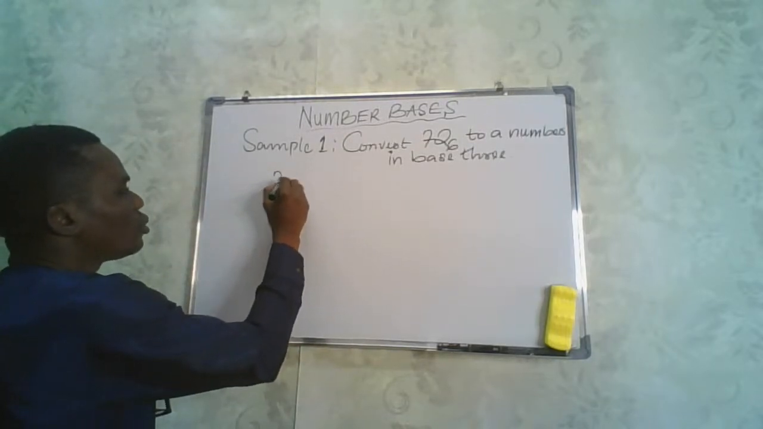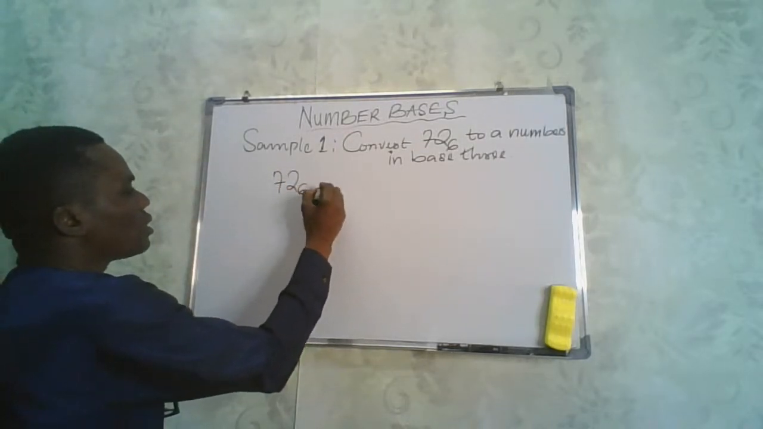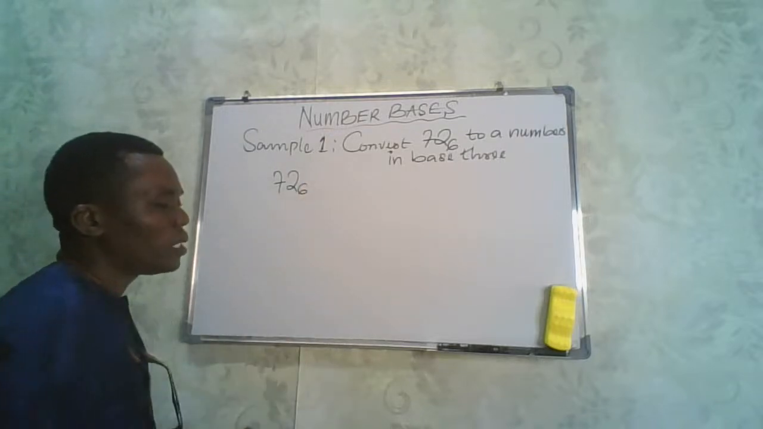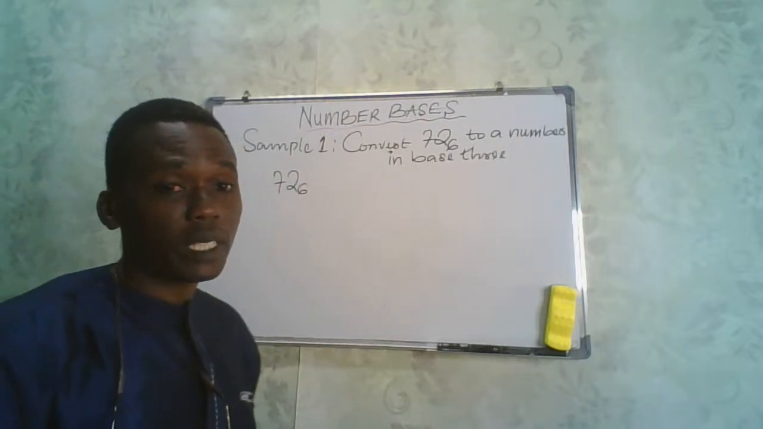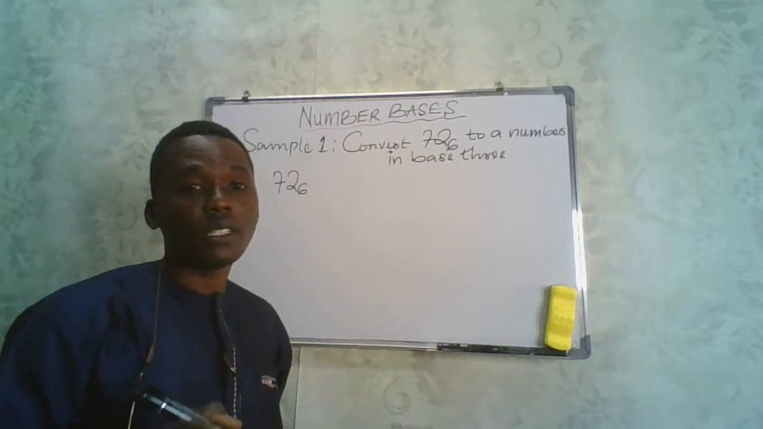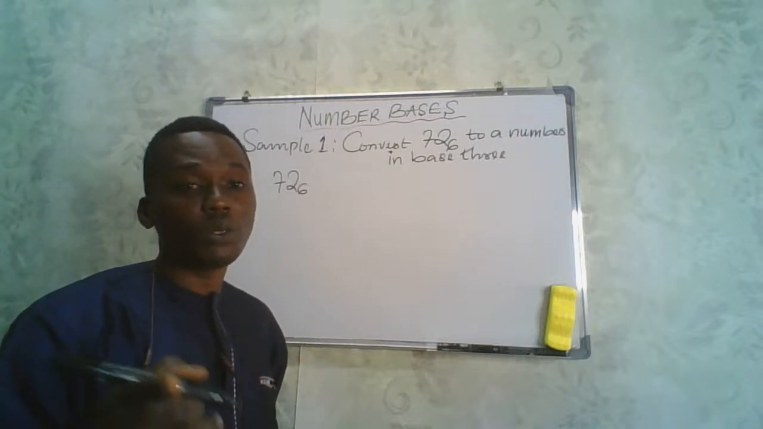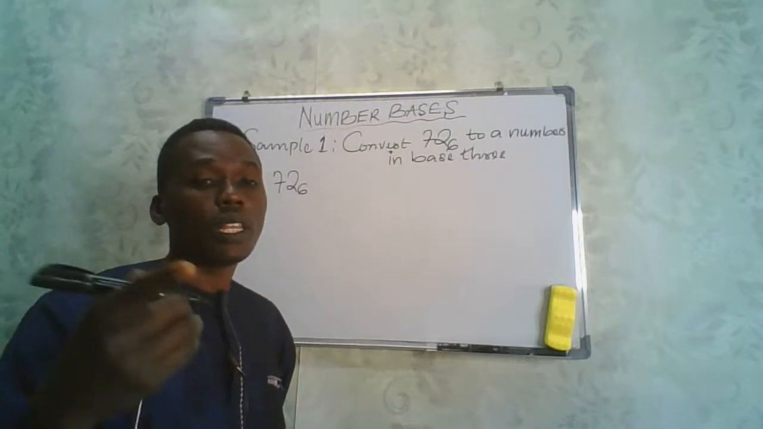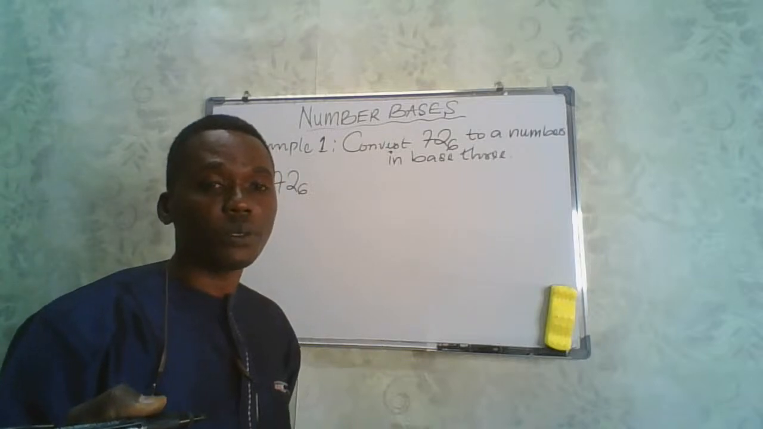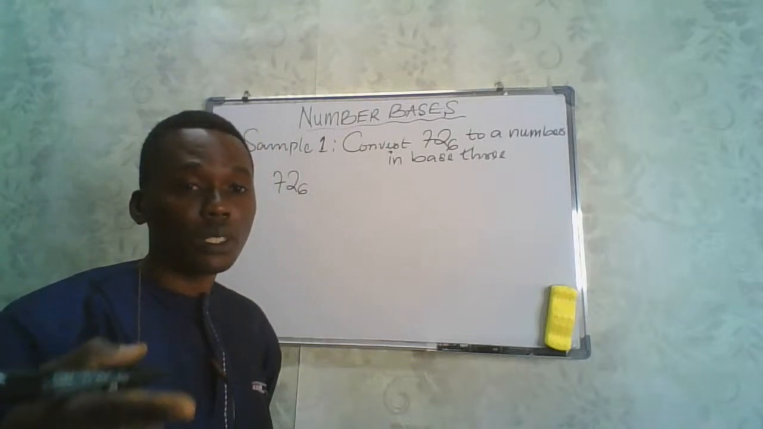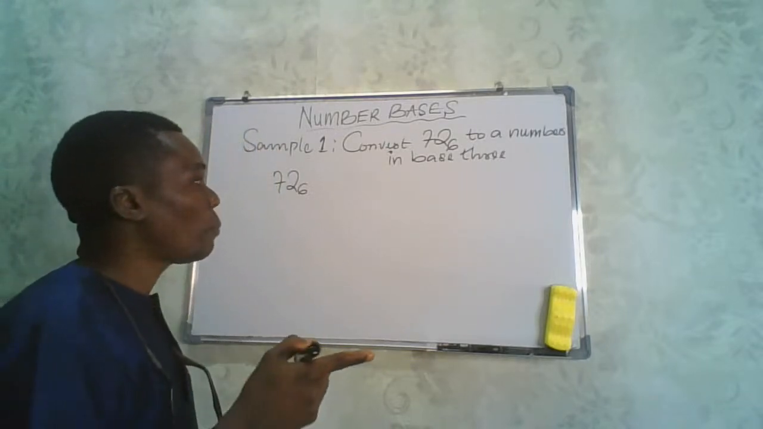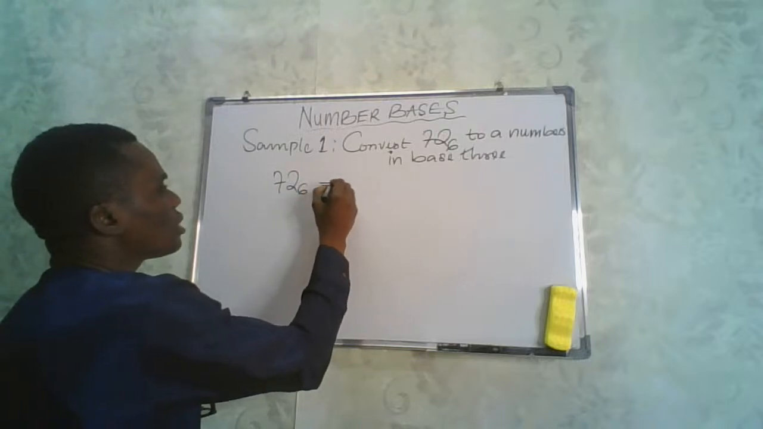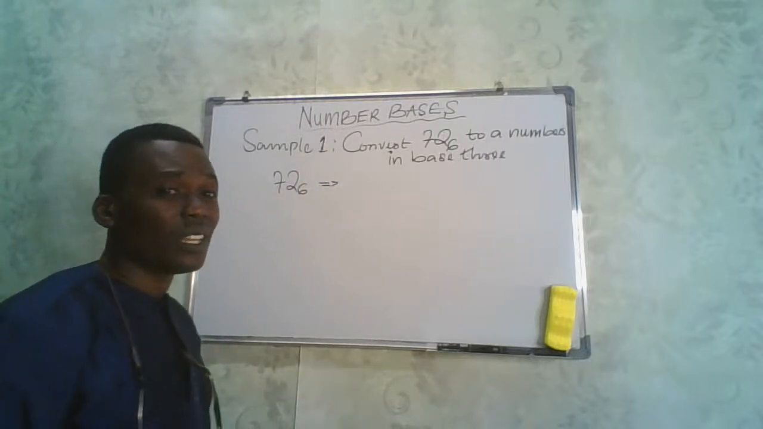We have 72 in base 6, and we want to convert it to base 10. Remember, when you are converting from other bases to base 10, all you need to do is use either the power expansion method or the successive multiplication method. And I told you that the successive multiplication method is faster.